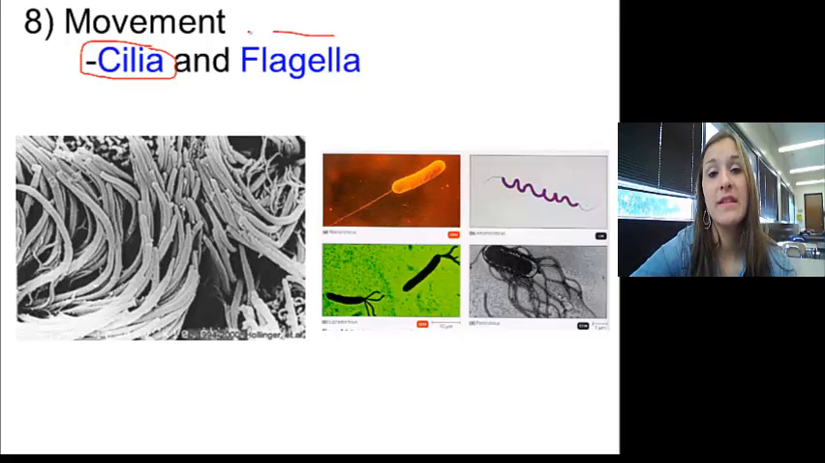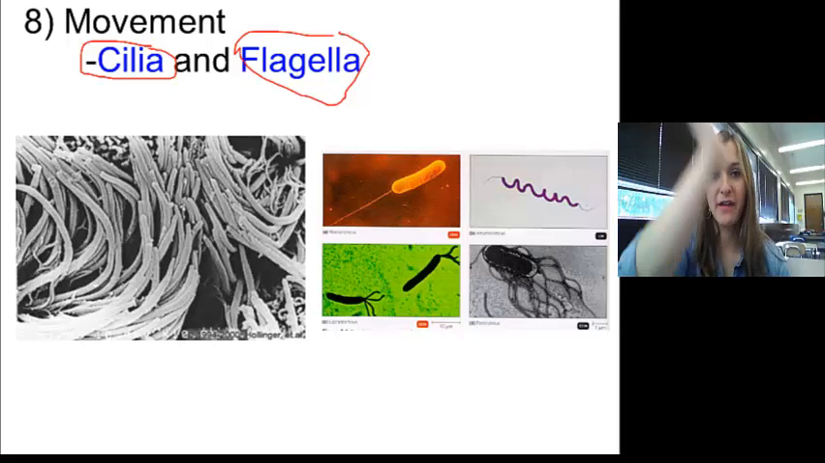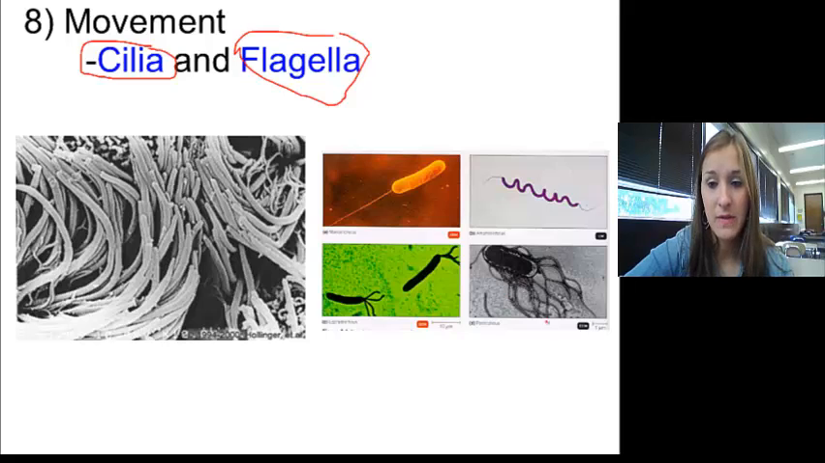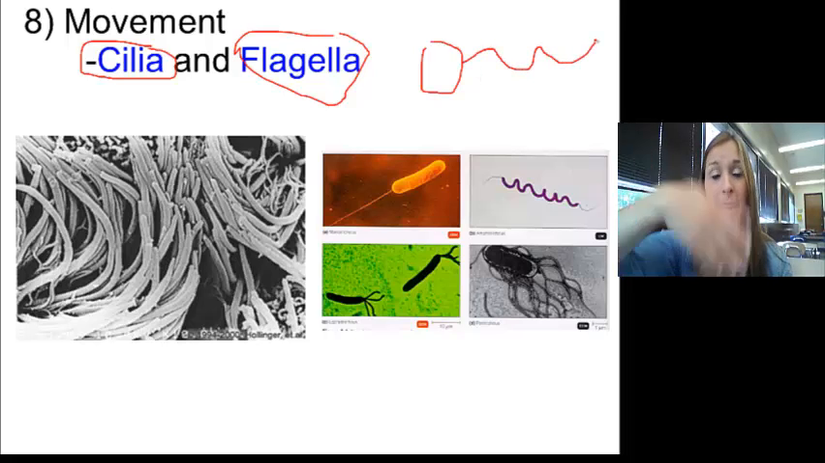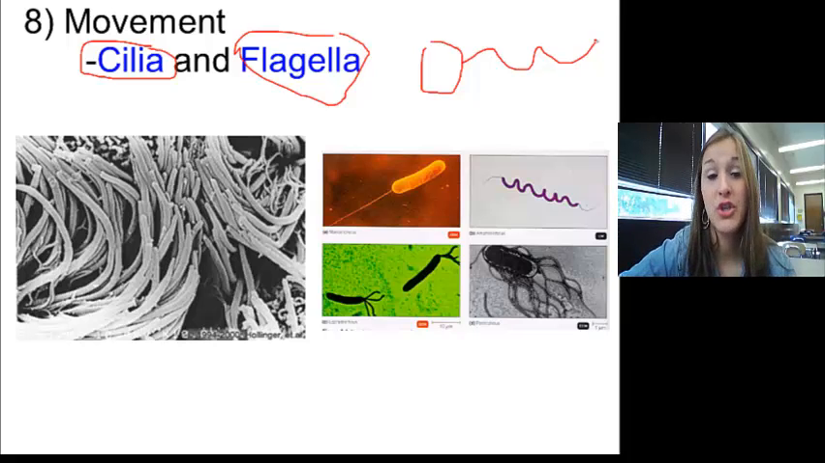And some cells have what's called flagella. Flagella are like tails. They whip back and forth. So here you can see a flagellum right here, and another right here. What's commonly known in us as a cell that has flagella is sperm. Sperm has this little tail that whips back and forth to move to the egg to make a baby.